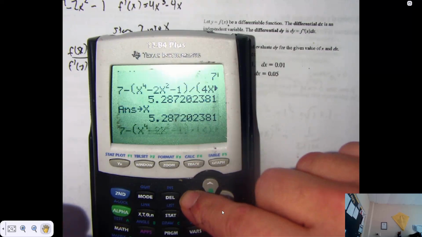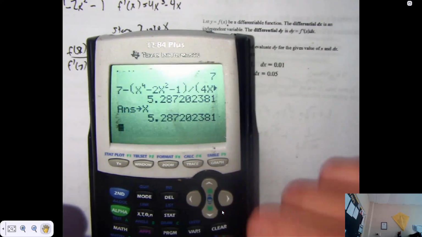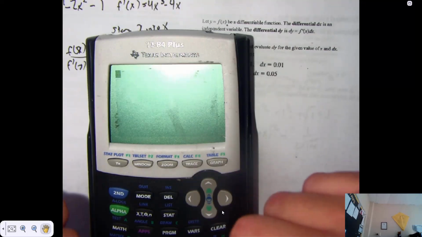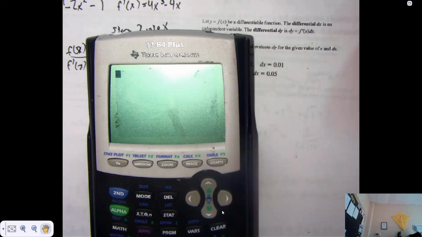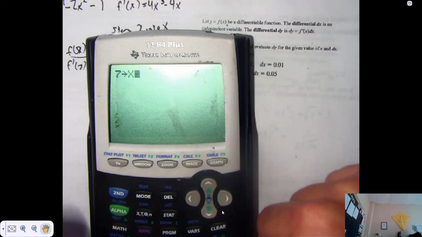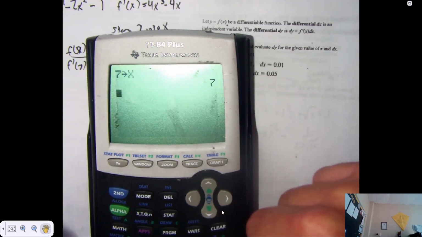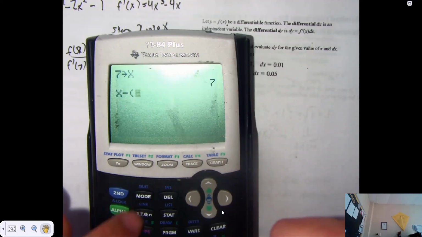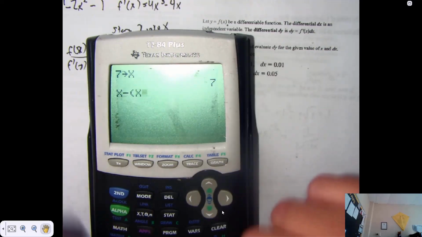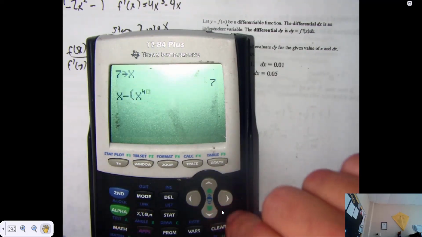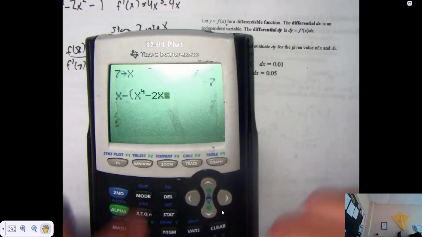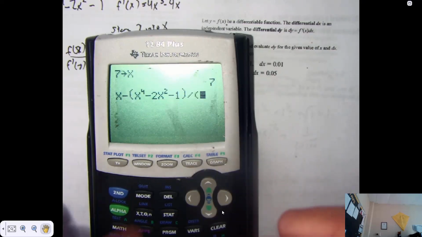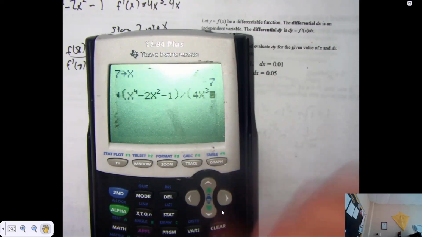Which gets me on to my next thing. Let me show you how to do this all in a calculator. So I'm going to start fresh here. I'm going to take a 7, store it to x. All right, that was my first guess. Now I'm going to type in x minus, you should probably play along with this. I'll write it out on a piece of paper. X to the 4th minus 2x to the 2nd minus 1 sitting pretty over 4x to the 3rd minus 4x.